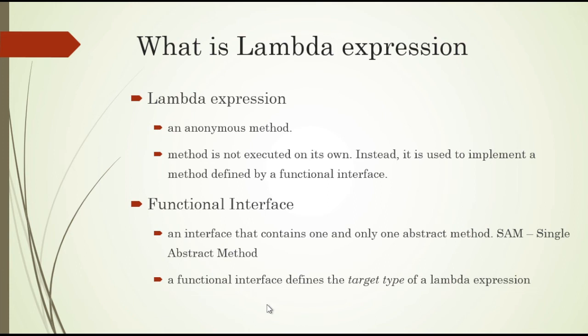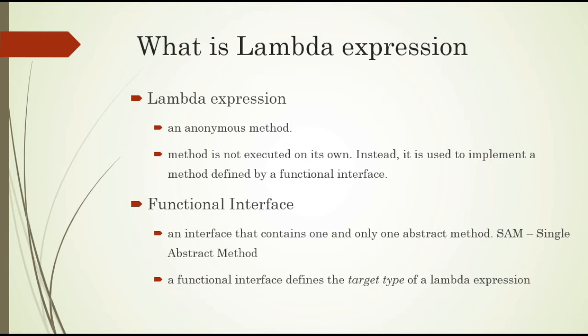What is Lambda expression? To answer this question, we need to understand two constructs. The first is the Lambda expression itself. The second is the functional interface. Let's begin with the simple definition of each. A Lambda expression is essentially an anonymous method. However, this method is not executed on its own. Instead, it's used to implement a method defined by a functional interface. Thus, a Lambda expression results in a form of an anonymous class.